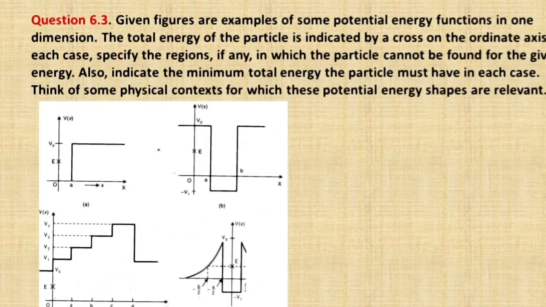Question number 6.3. Given figures are examples of some potential energy functions in one dimension. The total energy of the particle is indicated by a cross on the ordinate axis. In each case, specify the regions, if any, in which the particle cannot be found for the given energy. Also indicate the minimum total energy the particle must have in each case. Think of some physical context for which these potential energy shapes are relevant.